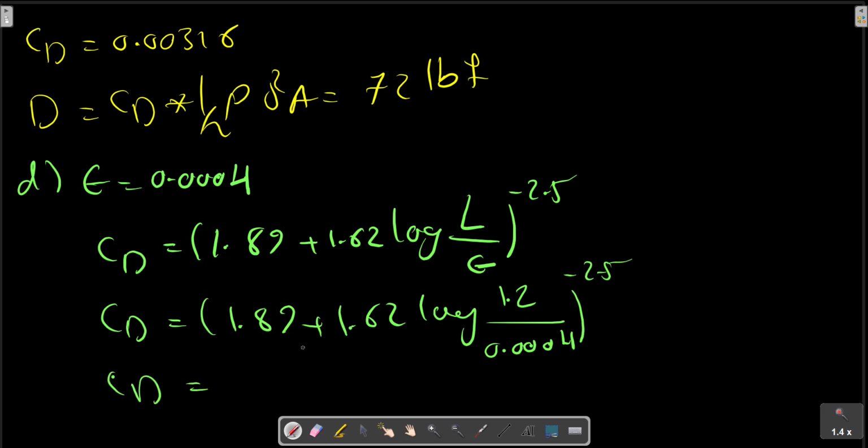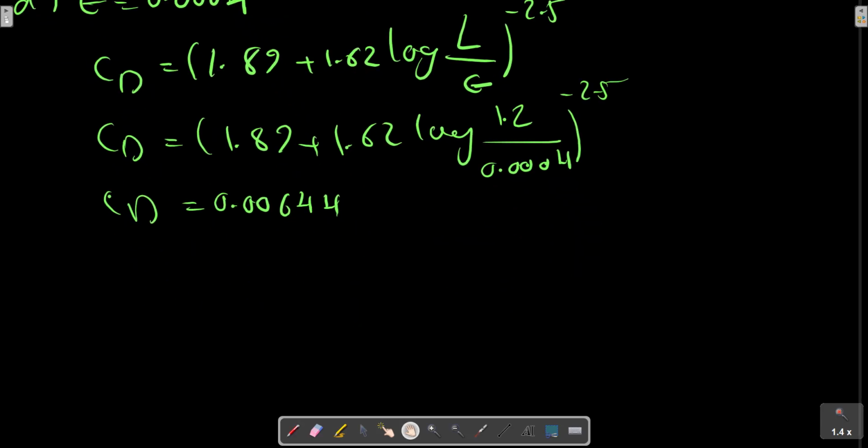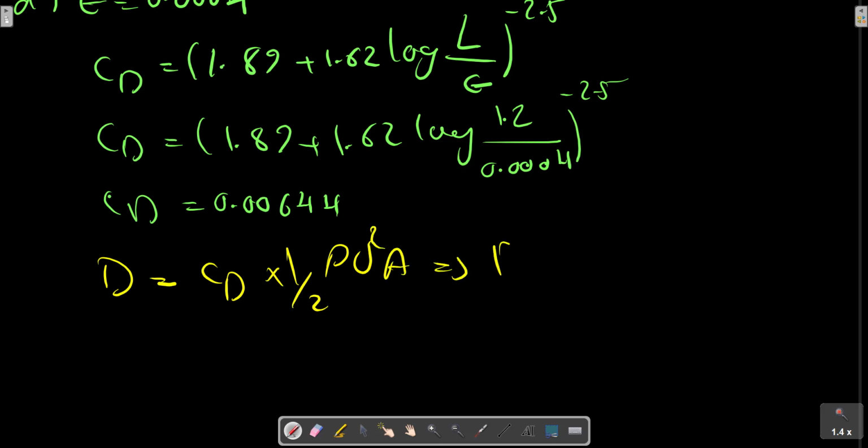The drag coefficient can be calculated and is this quantity. At the end, you can calculate drag from rho U squared A. In this case, drag is 0.4.